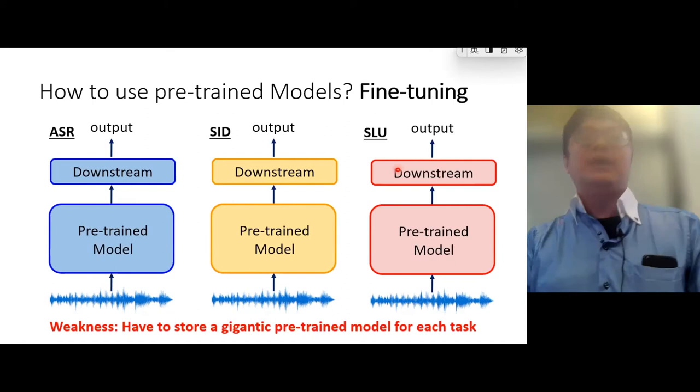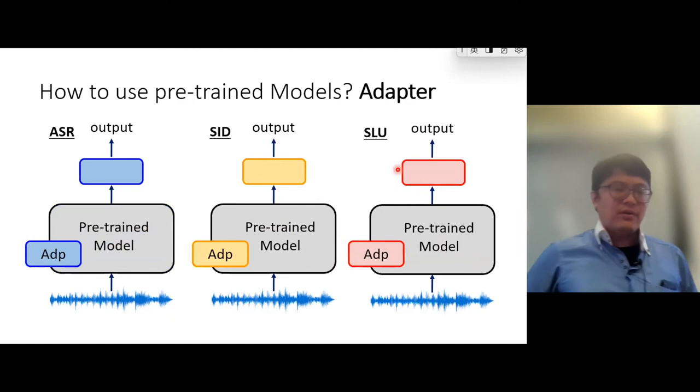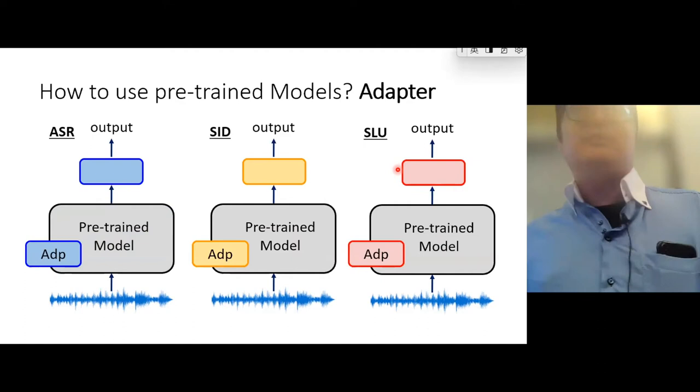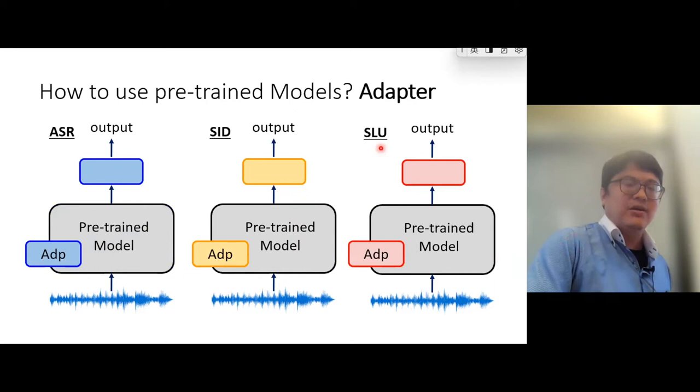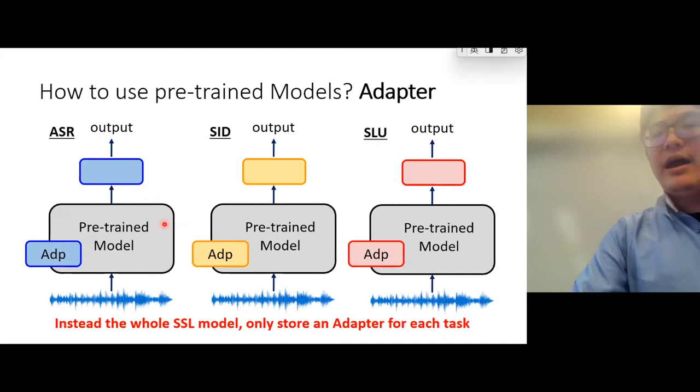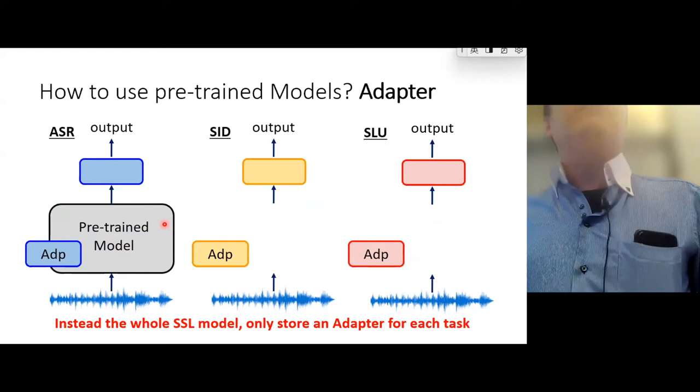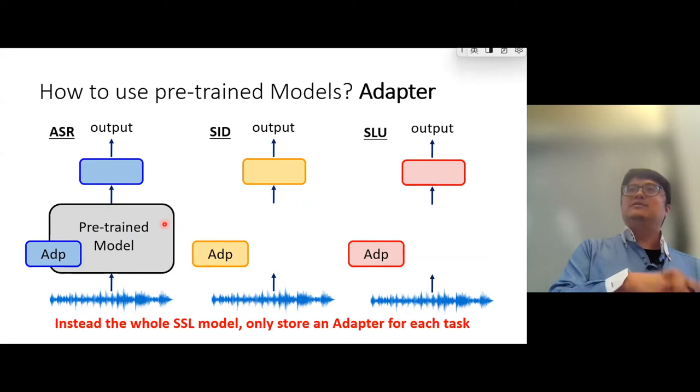So there's another idea we are going to explore, which is using the adapter. The basic idea of adapter is to insert a small module into the pre-trained model. So ASR has its own adapter, SID has its own adapter, and SLU has its own adapter. And we will fix the parameters of the self-supervised model and only train the adapters for each task. In this way, for all the different tasks, you only have to store a very small adapter. So for 100 different tasks, you only have to store 100 small adapters.